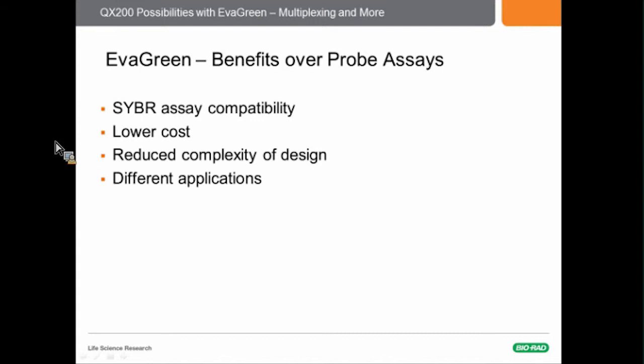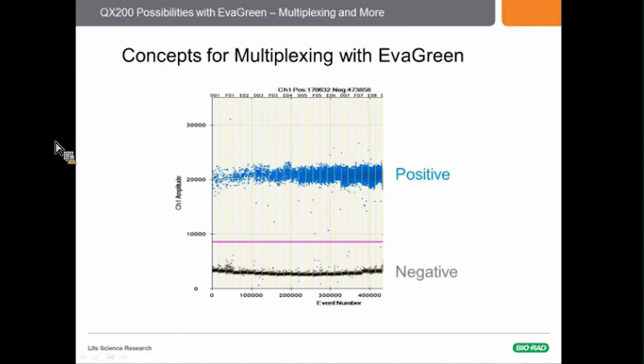And because you just need basically your two primers and no probe, it's going to be naturally lower in cost and complexity of assay design. And finally, as you'll hopefully see here, it opens the door to several different kinds of applications involving multiplexing. Let's begin with a brief overview of some concepts that are going to be important to describe in terms of multiplexing with EvaGreen in ddPCR.